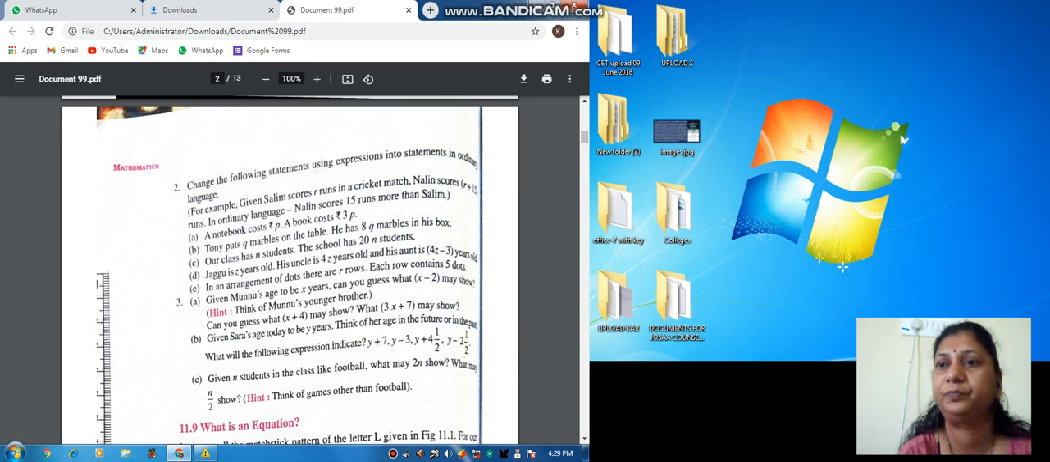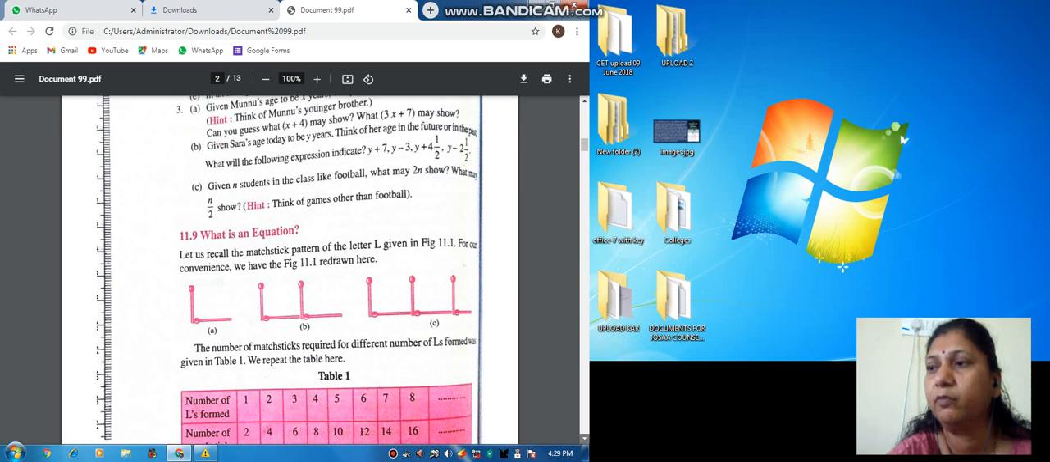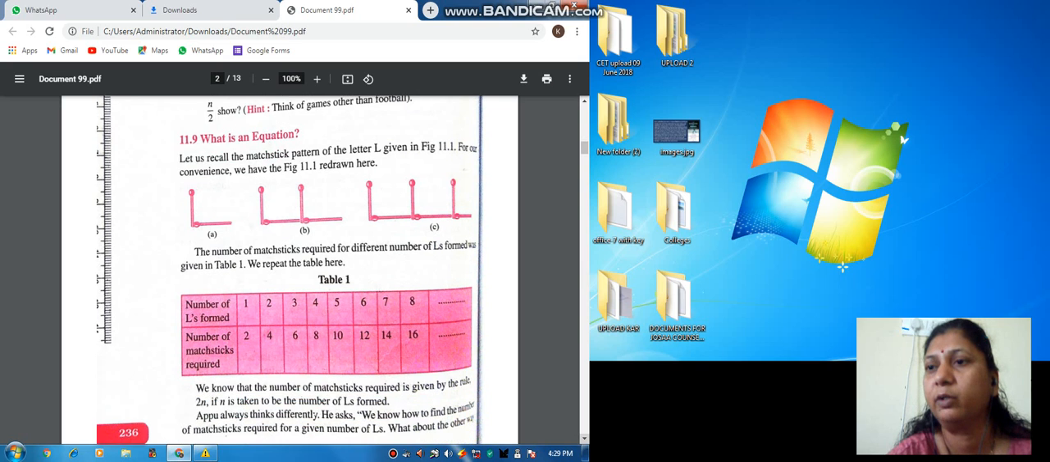Get it? Fine. So now we will see the concept of equation. We have already studied it, so once again just recall it.